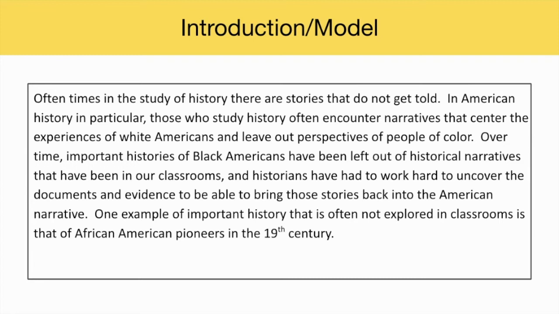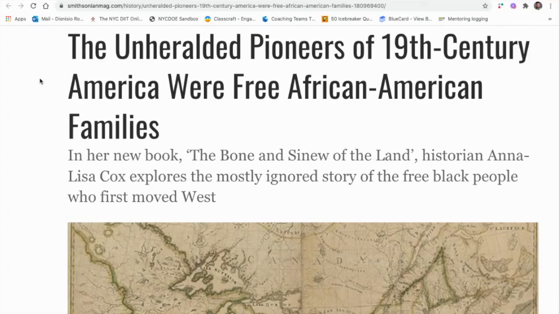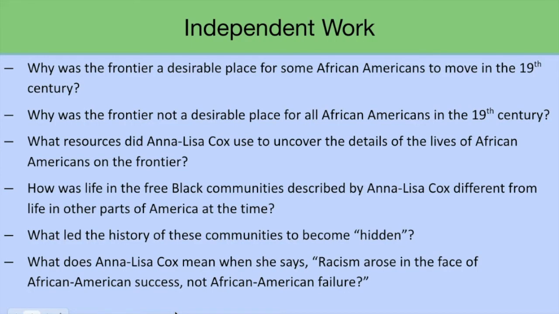It's really important that we share this with students in the beginning because the main article that we're going to read today shares examples of an important history that is often not explored in classrooms, that of African American pioneers in the 19th century. The main learning activity asks students to read the Unheralded Pioneers article. The article discusses the steps that historian Annalisa Cox takes to research free Black pioneers who first moved west for her new book. The lesson comes with several guiding questions. It will be helpful to preview the guiding questions prior to reading the article.